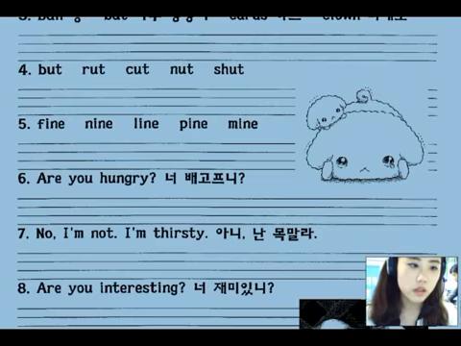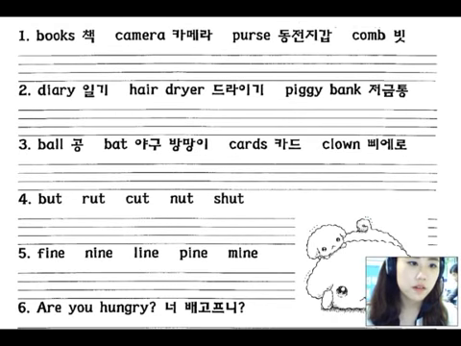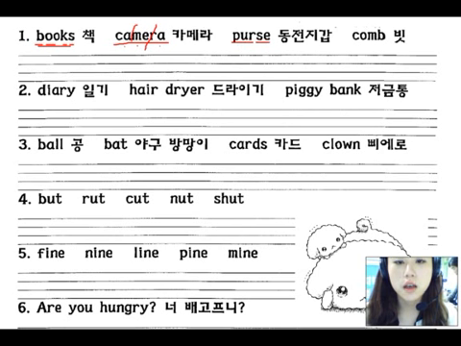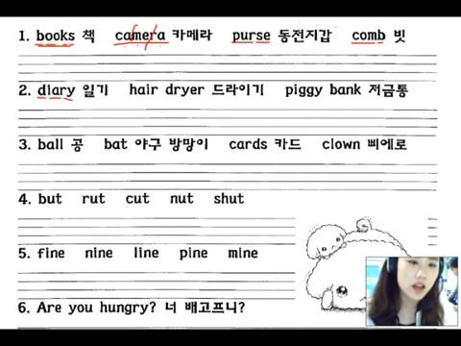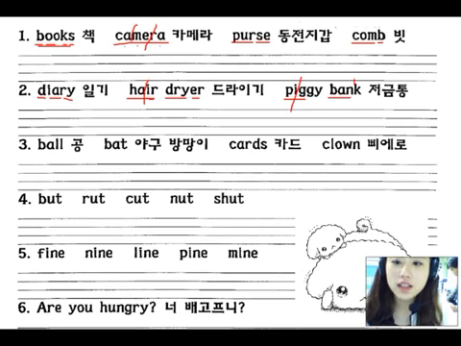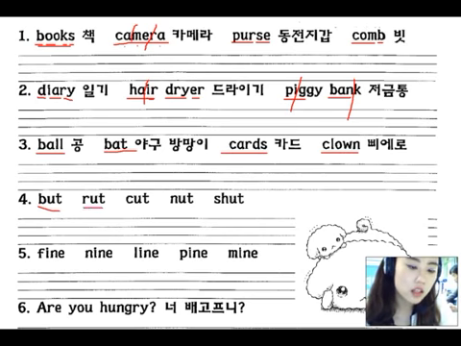Okay, then let's go to the first question, number one. Okay, read it one more time. The first, the books, camera. Okay, and purse. Next, comb. And number two, diary. Hair dryer. Next, piggy bank. And number three, ball, bat, cars, clown. Number four, but, lot, cut, nut, shut.